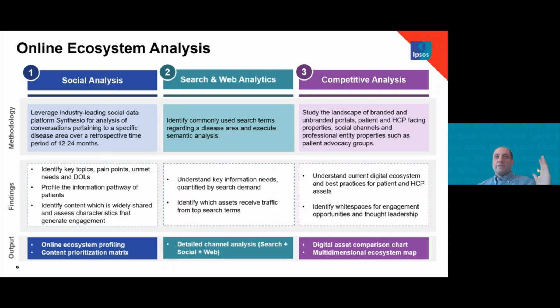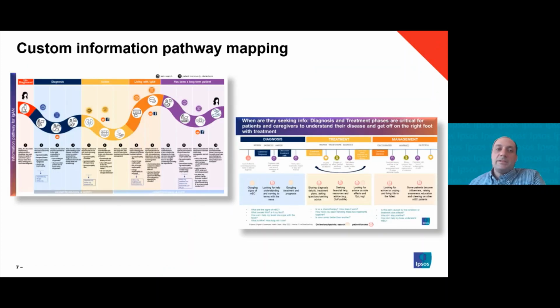So all these together provide output like the whole online ecosystem profiling that we do, the content prioritization matrix or content evaluation matrix, detailed channel analysis. We do that using all three, digital asset mapping, and then what I'm going to show next, which is an information pathway. So every project that we do, at a very high level, I'm going to be showing a lot of summary output, and then we usually have supporting slides. But this is just a high level, your mean patient, their information pathway that they would go through throughout the stages of the disease.